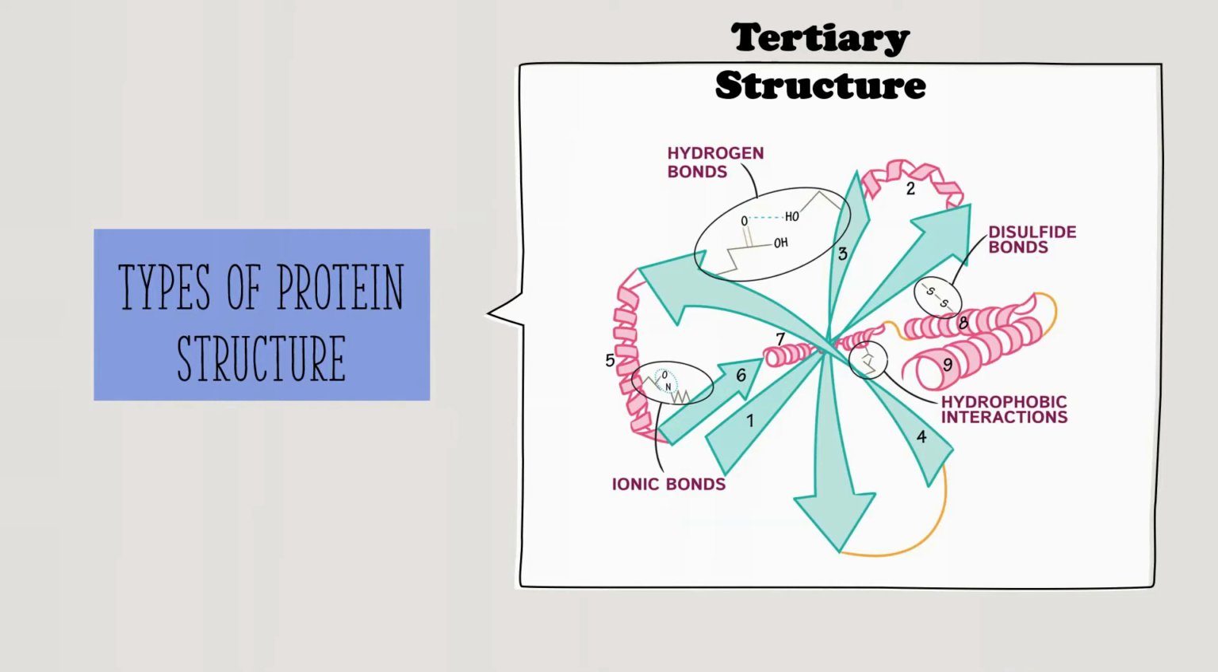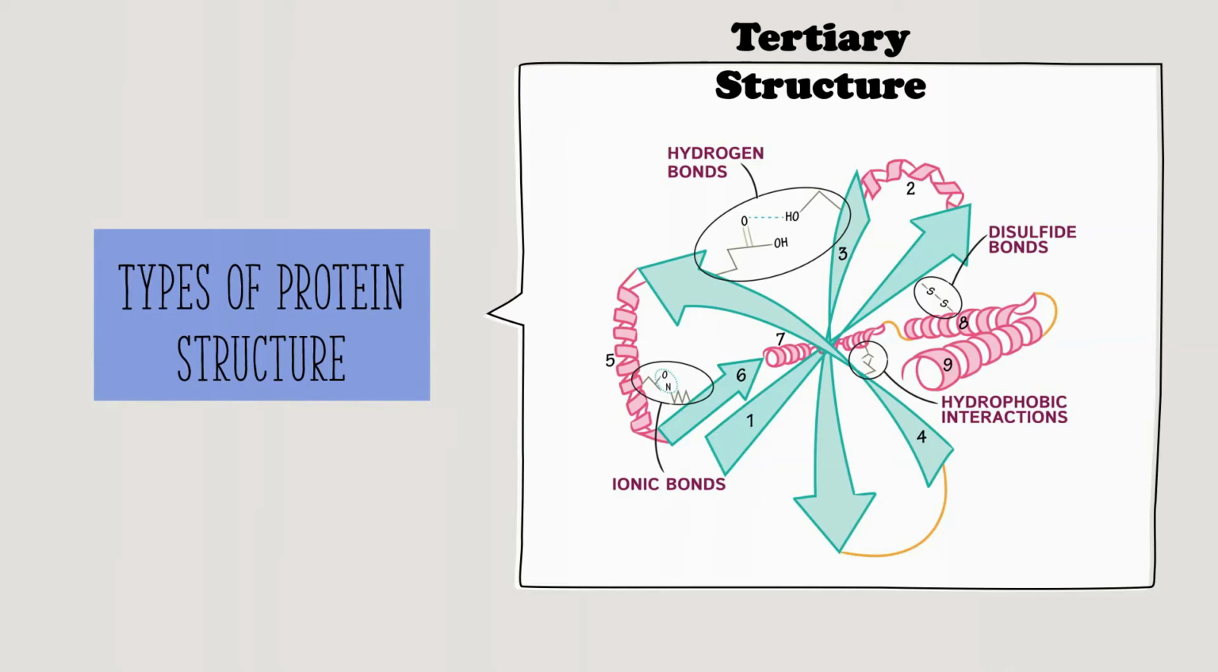So some of the bonds are hydrophobic interactions, and these interactions contribute to the folding and shaping of a protein. Next are hydrogen bonds, which help in stabilizing protein structure. Third is ionic bonding, which occurs between the positively and negatively charged R groups when the proteins fold.